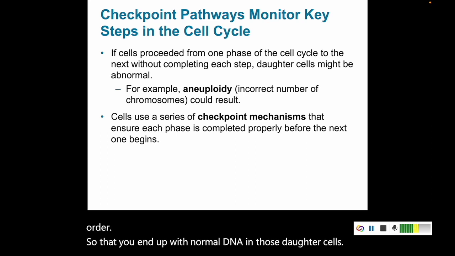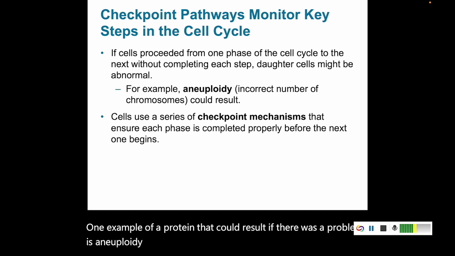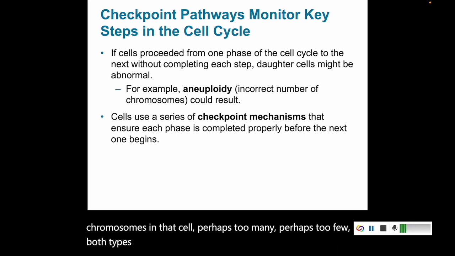One example of a problem that could result is aneuploidy. Aneuploidy means you have the wrong number of chromosomes in that cell, perhaps too many, perhaps too few. Both types of aneuploidy, too many or too few chromosomes, can cause problems in that developing cell or in a developing fetus if it happened in a germ cell.